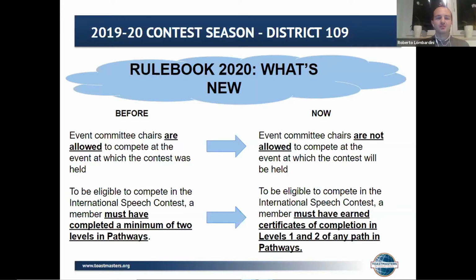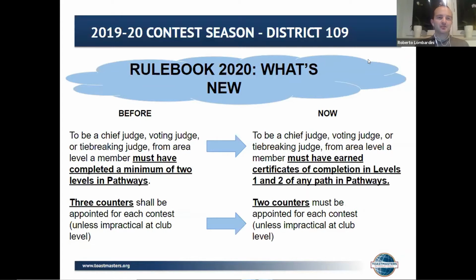So also the VP should submit your last speech of level 2 in order to have the eligibility to be able to compete in the international speech contest. Be aware of that, of course. The same applies to be a chief judge, voting judge, or tie-breaking judge. It's the same thing. Now you need level 2 of any path in Pathways.